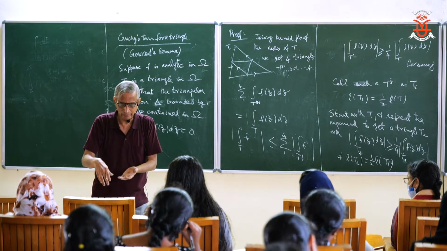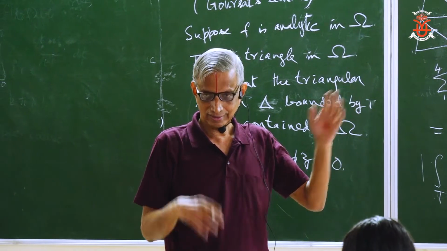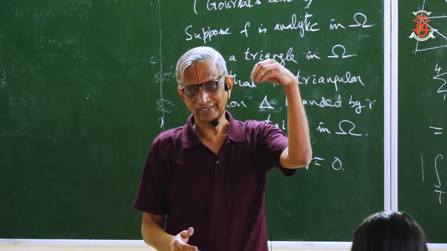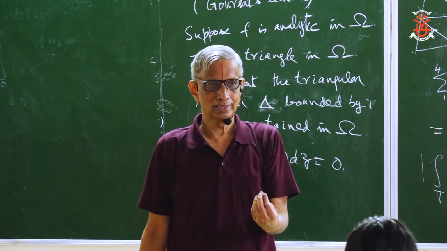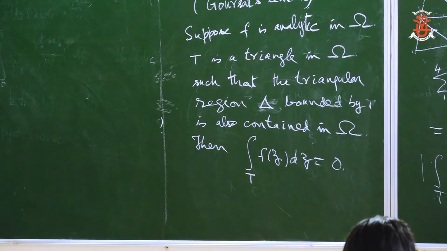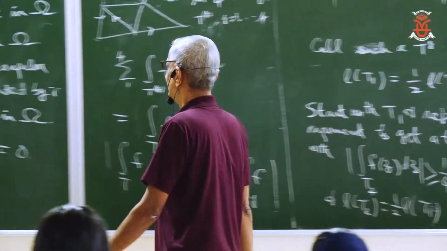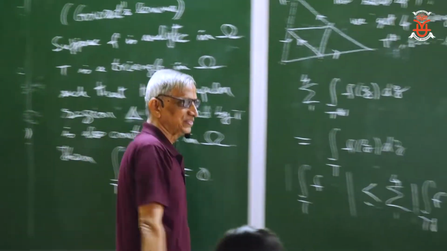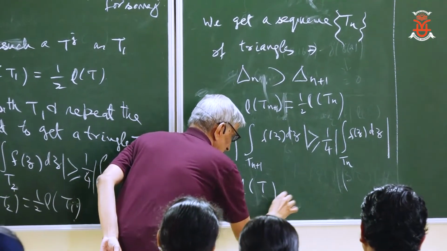You have a decreasing sequence of triangular regions. These are all compact sets, right? You have a decreasing sequence of compact sets. So what about the size of these? So what about the length of T itself? What is the relation between the length of T and the length of Tn?